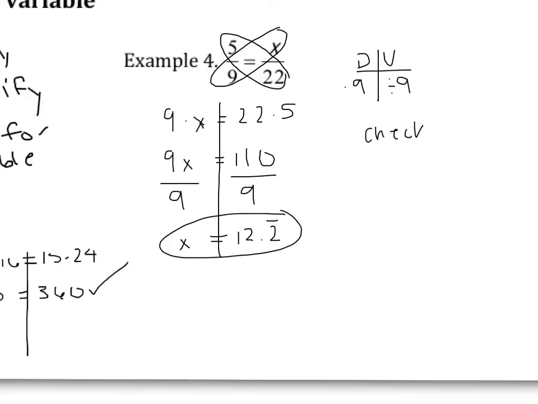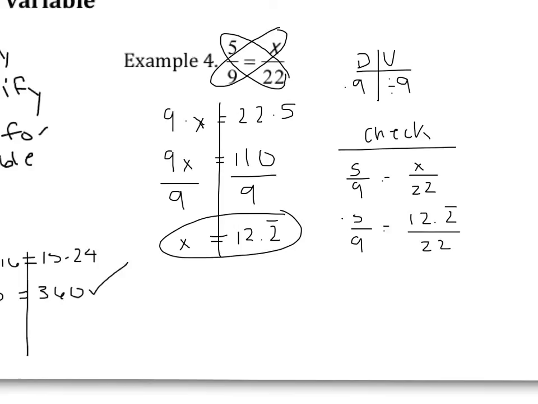Now, because you got a repeating decimal, when you check this, it's going to be a little bit different. Actually, let's make it so that we have the same one on both sides. So we originally had 5 over 9 on the left. So we had 5 over 9 equals x over 22. So 5 over 9 is going to be equal to 12.2 repeating over 22.